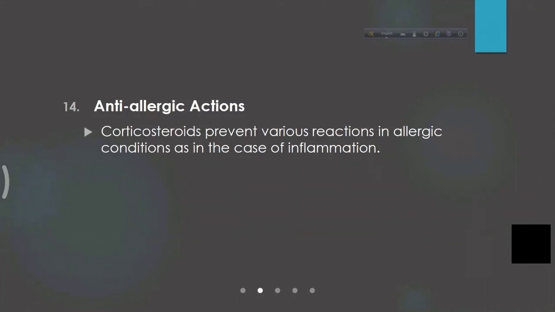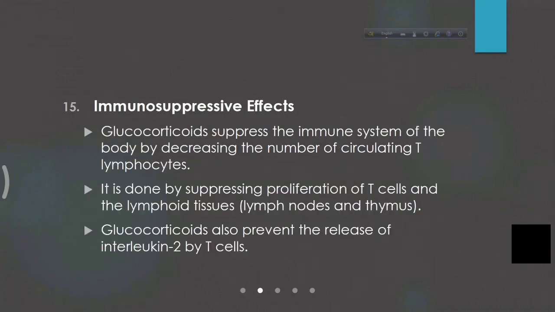Anti-allergenic actions. Corticosteroids prevent reaction in allergic conditions in case of inflammation by inhibiting mast cell activity, by inhibiting basophil activity, by decreasing the circulating levels of eosinophils and their activity. Immunosuppressive effect is somewhat similar to anti-inflammatory effect. Cortisol suppresses the activity of lymphocytes, especially T lymphocytes. Lymphocytes take part in cellular immunity. By decreasing the number of circulating T lymphocytes, cortisol decreases the cell-mediated immunity.